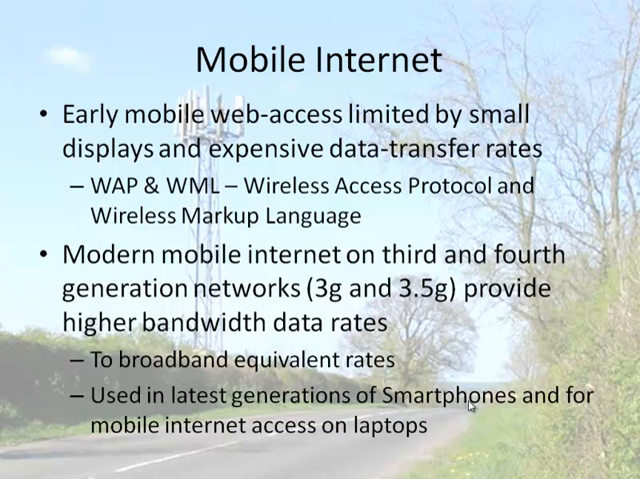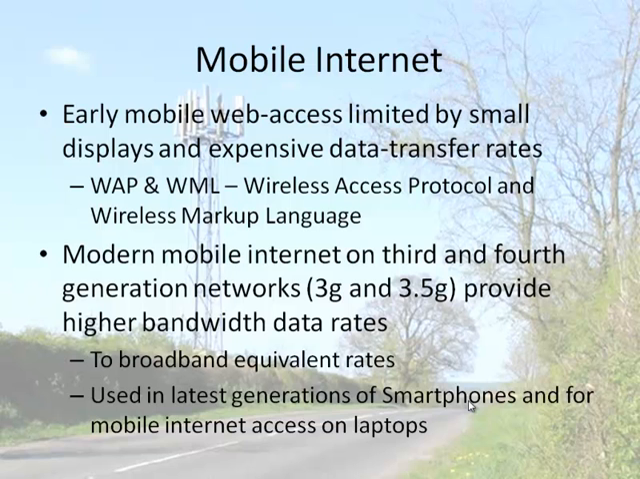The early mobile web access was limited by small displays and the very expensive data transfer rates available at the time, and they used systems like WAP and WML, the wireless access protocol and wireless markup language, to provide a very cut down internet interface for mobile phones.